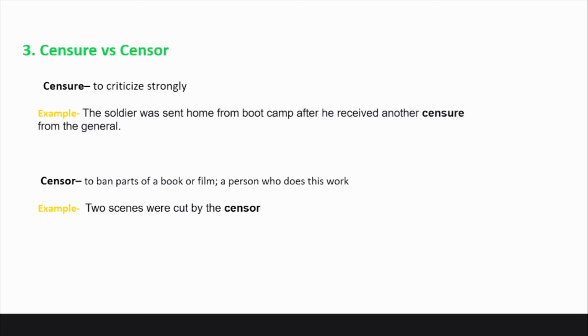Let's look at a third pair, censure and censor. Censure, meaning to criticize strongly. Let's look at the example. The soldier was sent home from boot camp after he received another censure from the general. Censor, meaning to ban parts of a book or film, or a person who does this work. Let's look at the example. Two scenes were cut by the censor.